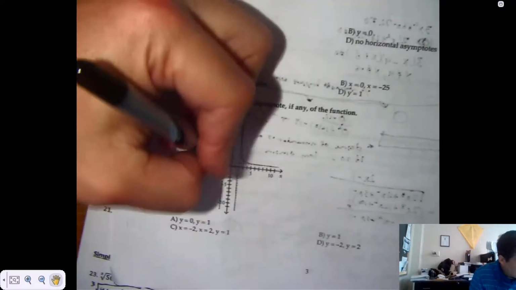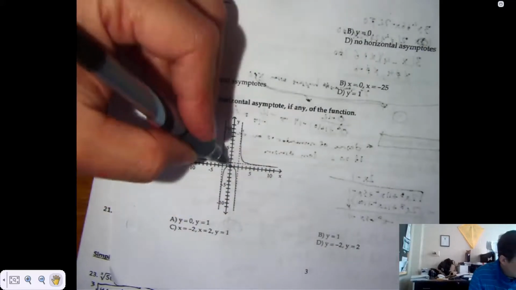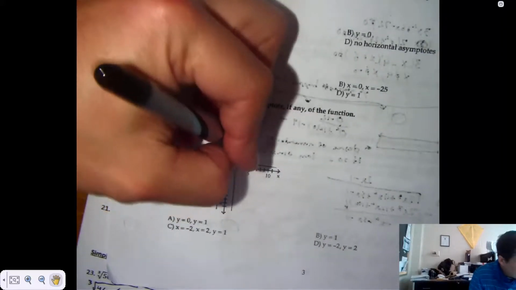Use the graph to find the horizontal asymptote. Well, that would be this dashed guy right there. According to the scale, that's y equals 1. All right, speaking of horizontal asymptotes, there's only 2 rules.